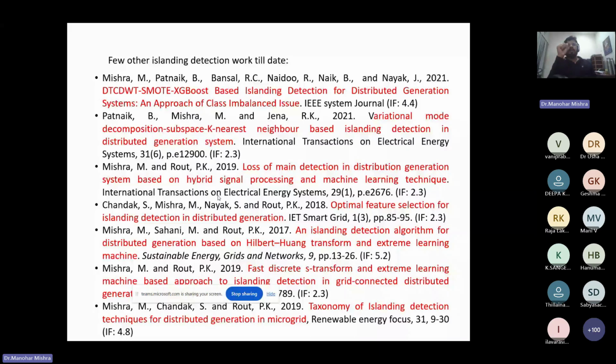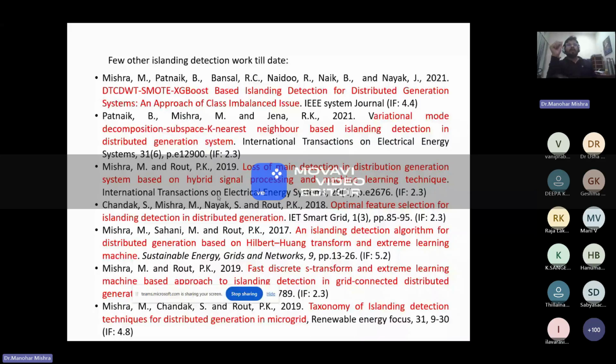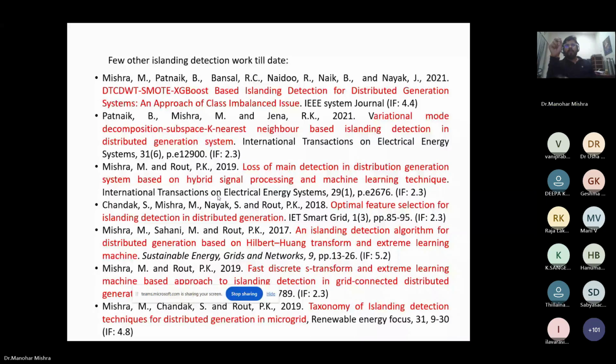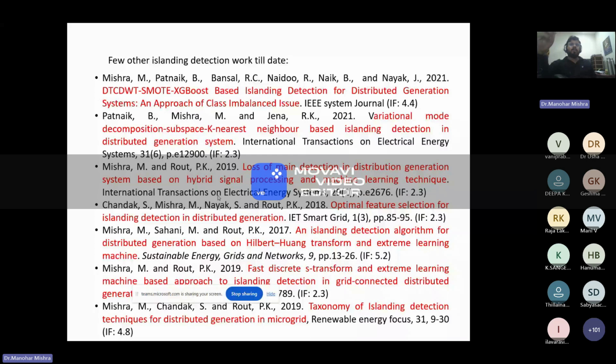In another, we used other signal processing techniques like variational mode decomposition and subspace k nearest neighbor, which is an ensemble learning method. Another is loss of main, loss of mains islanding detection, and here also we applied different techniques like mathematical morphology. And these are different papers that we have published, all in good impact factor journals.